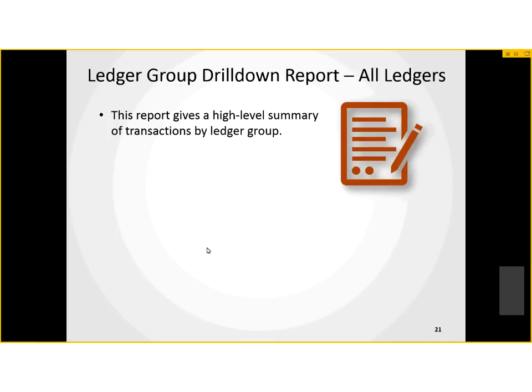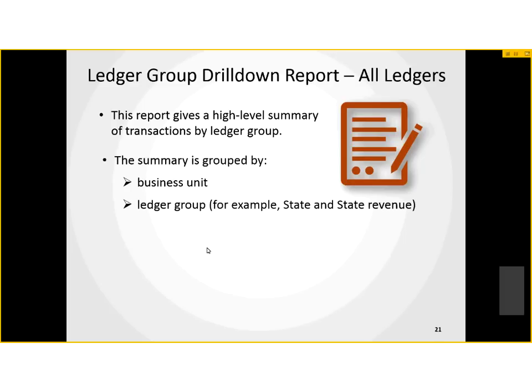State funds, ledger group. State expense and state revenue, those are 2 ledger groups. So it is organized by business unit, by ledger group. So again, you would have a line for state and a different line for state revenue. It is grouped by your fiscal year and by ledger. And so when we talk about ledger, we're saying how much money do we have in budget?